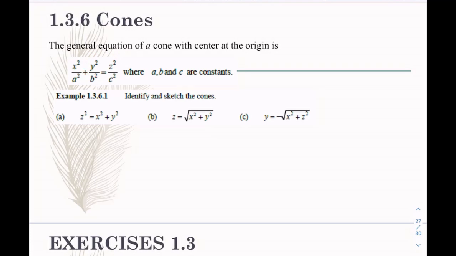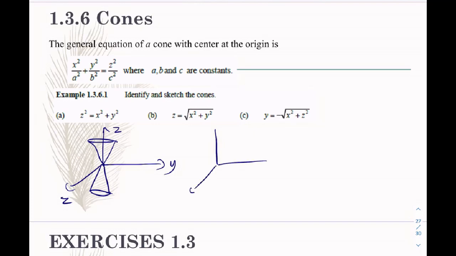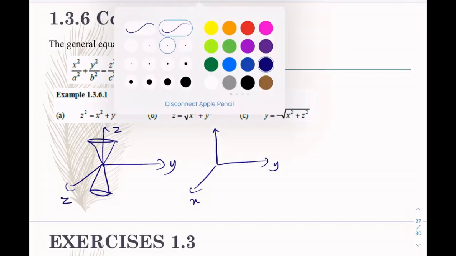Okay, if we try to sketch this one, I've shown you before. This is a double-sided cone, and the B is only a one-sided cone, which is at the positive side.